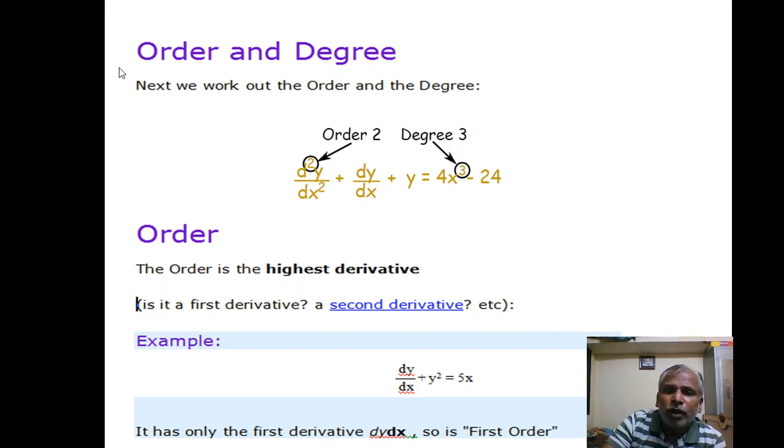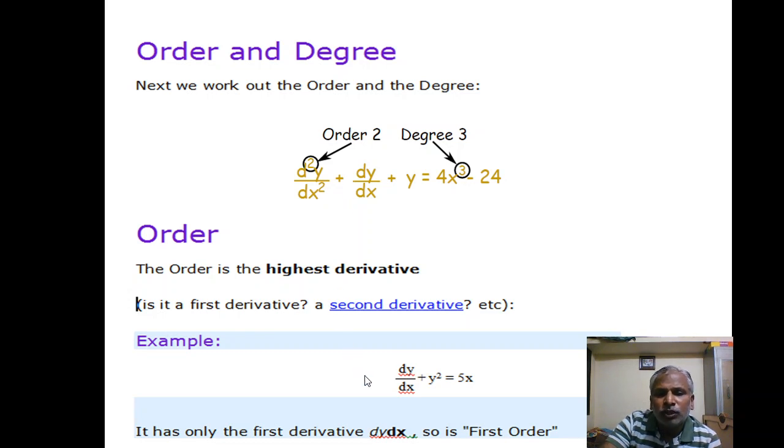In this equation, y is the dependent variable, dy by dx is the first derivative of y with respect to x, and d square y by dx square is the second derivative of y with respect to x. Here the highest derivative is the second, and on the RHS is 4x cube minus 24. Here y is the dependent and x is independent. The highest order derivative is the second order derivative, hence it is a second order differential equation.